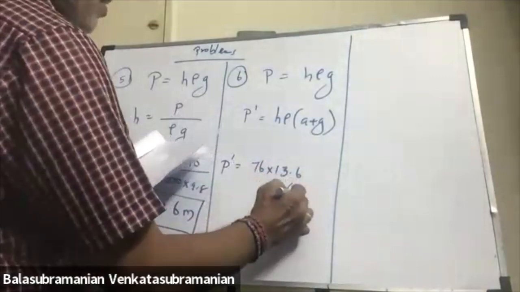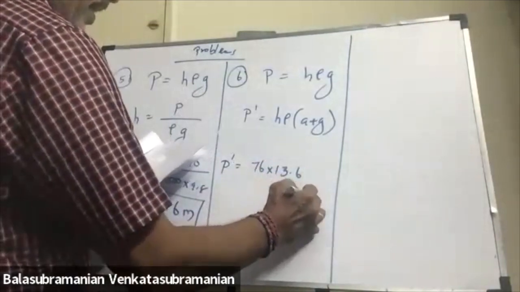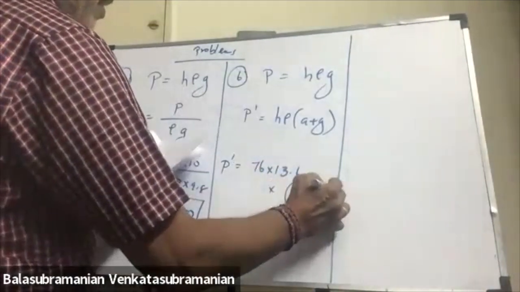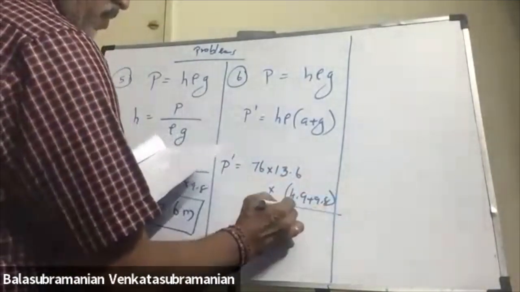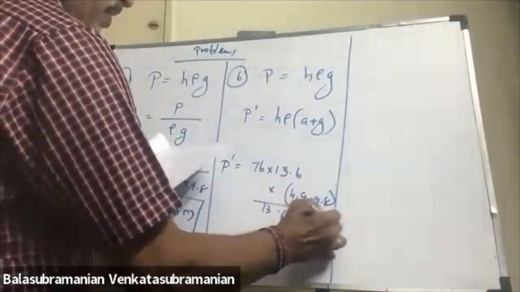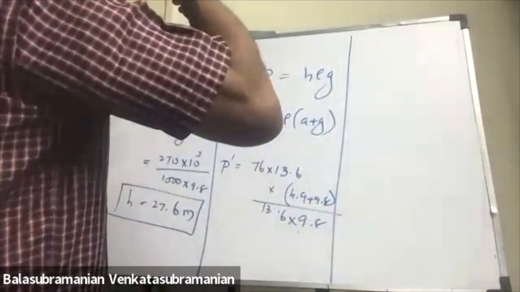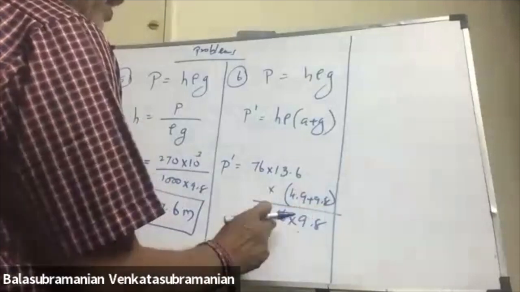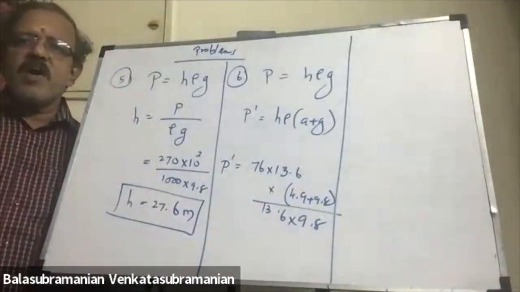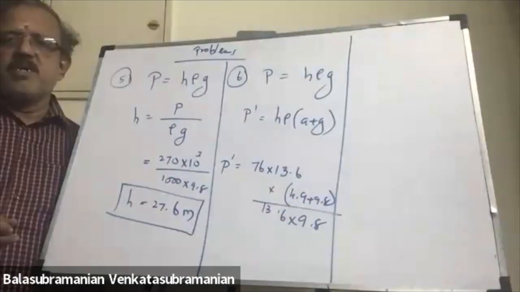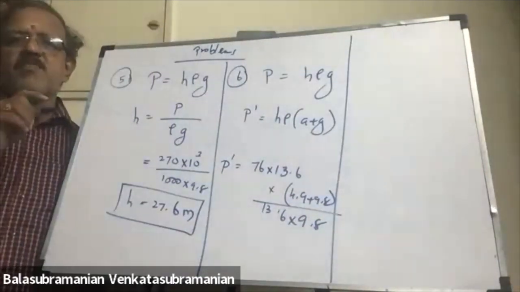A is given as 4.9 plus 9.8 whole divided by 13.6 into 9.8. Sir, pressure only is asked. Why are you dividing by density into gravity? Pressure in terms of height we are going to calculate. 76 centimeter of mercury you have read now.